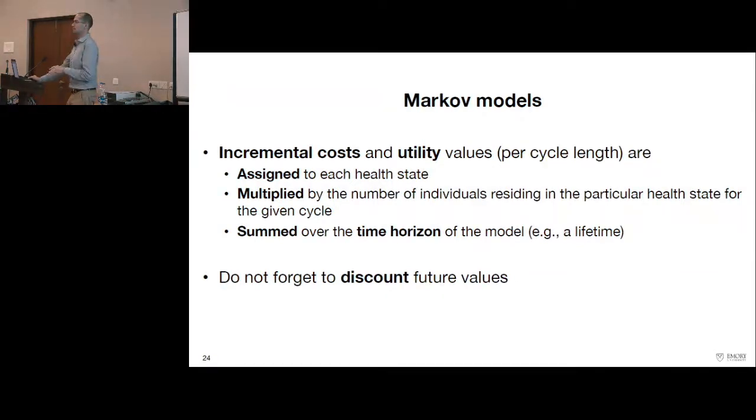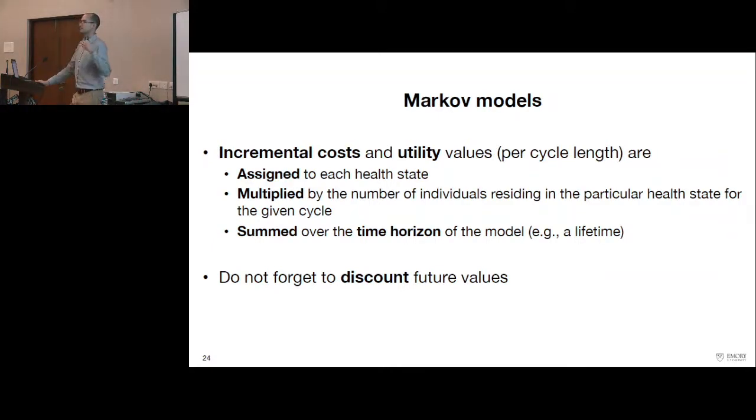So in general, in Markov models, we have incremental rewards: incremental costs and incremental utility values, or incremental health effects. That essentially means that these costs and utilities are accrued by the people who are in each particular health state in each particular cycle. So each health state should have some costs and some utilities. By that I mean it's okay to have zero cost or zero utility. The death state has exactly that. But each health state is associated with some costs that can be zero or any number, and some utility.